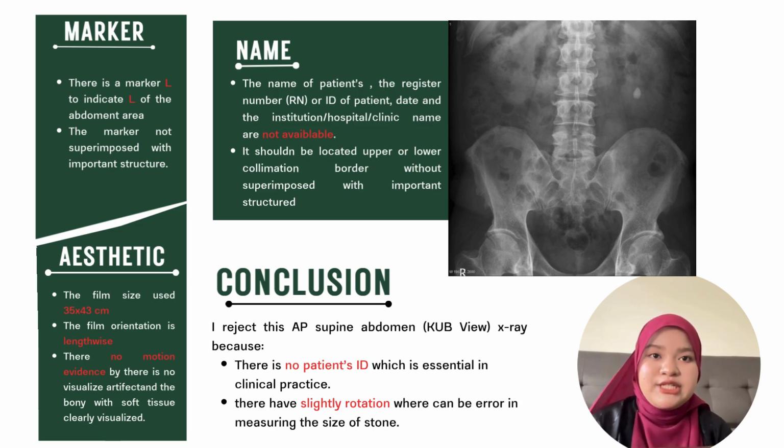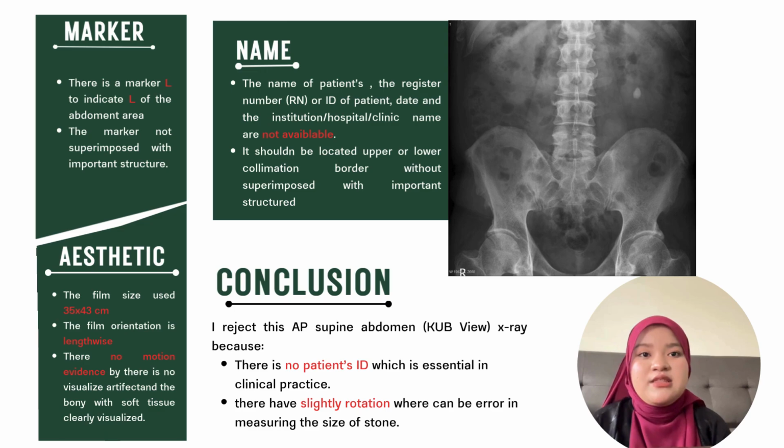For the conclusion, I reject this AP supra-abdominal KUB view X-ray because there is no patient ID, because it is essential in clinical practice, and there is a slight rotation, which can cause error in measuring the shape or the size of the stone.